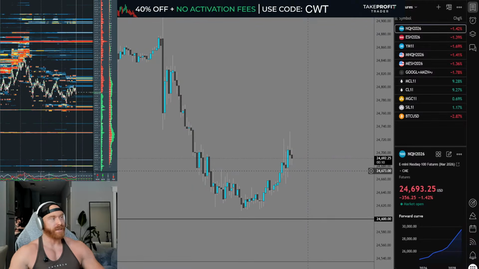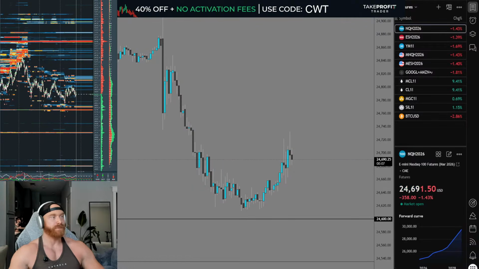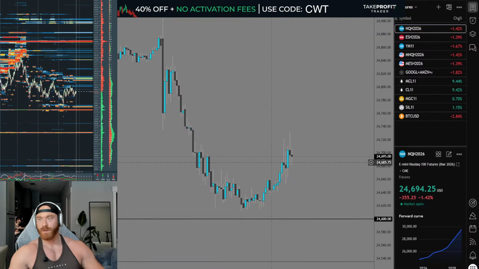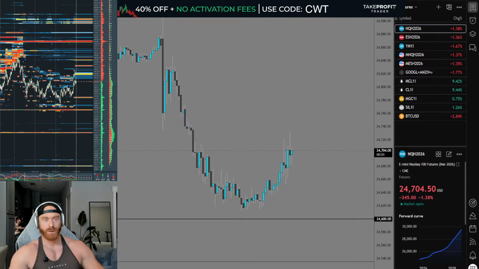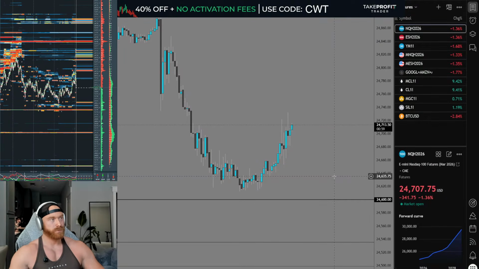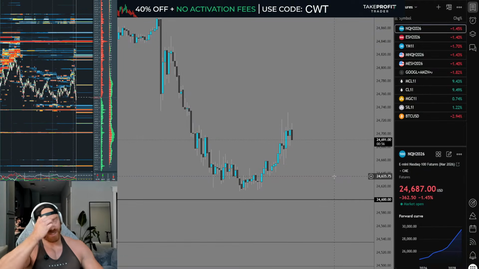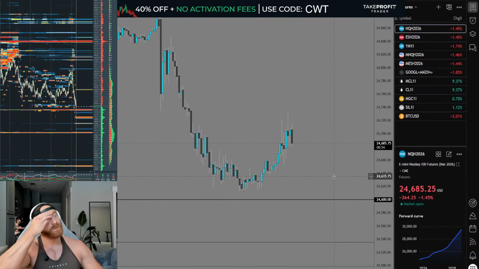What's Bookmap? It's a level 2 data software. This right here. That is Bookmap. A lot of orders got yanked above right there after we swept that candle.